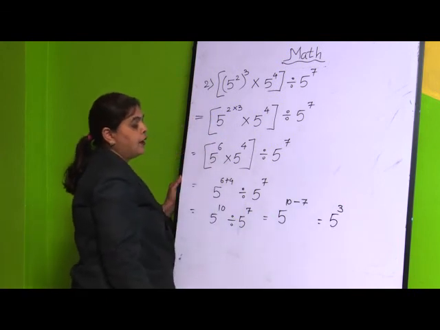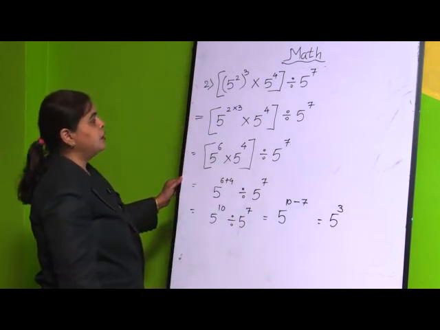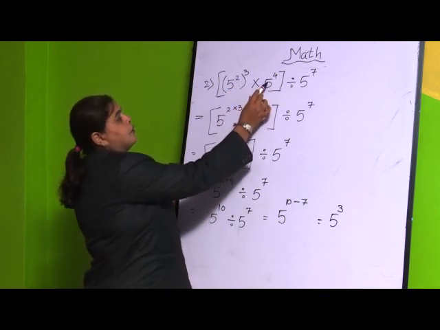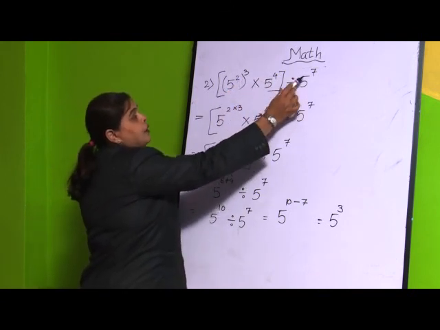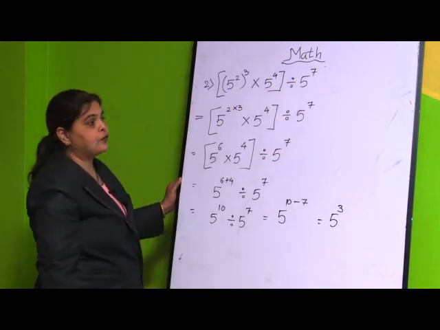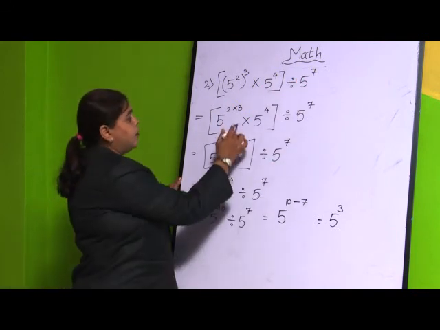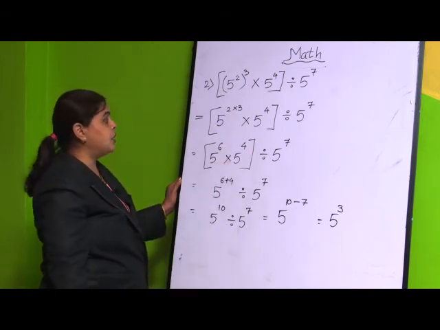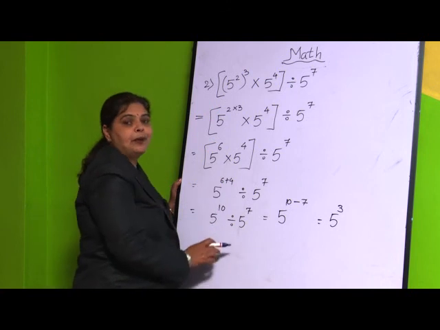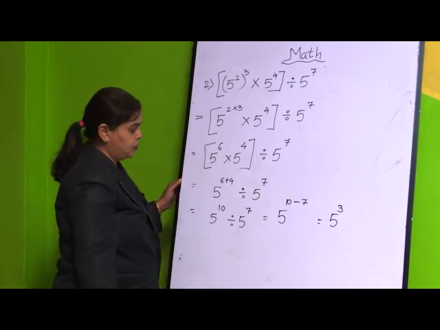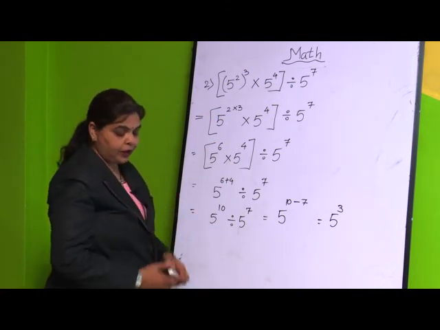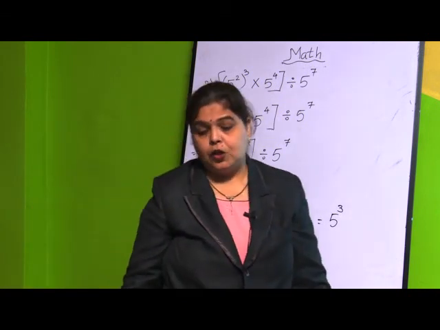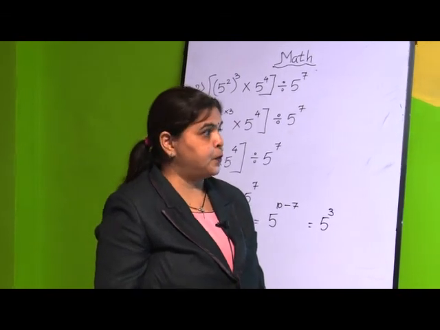So, what do we get as the simplification of (5 raised to the 2) to the power 3 into 5 raised to the 4, divided by 5 to the power of 7? Step by step we used the laws of exponents and simplified the given question. In this way, step by step we can simplify by using the laws of exponents.